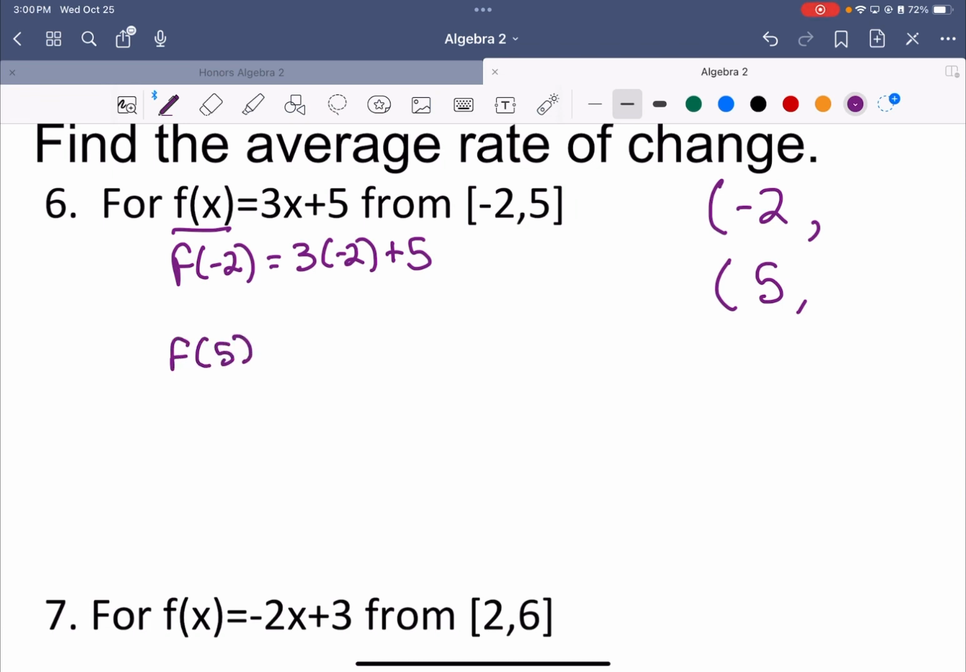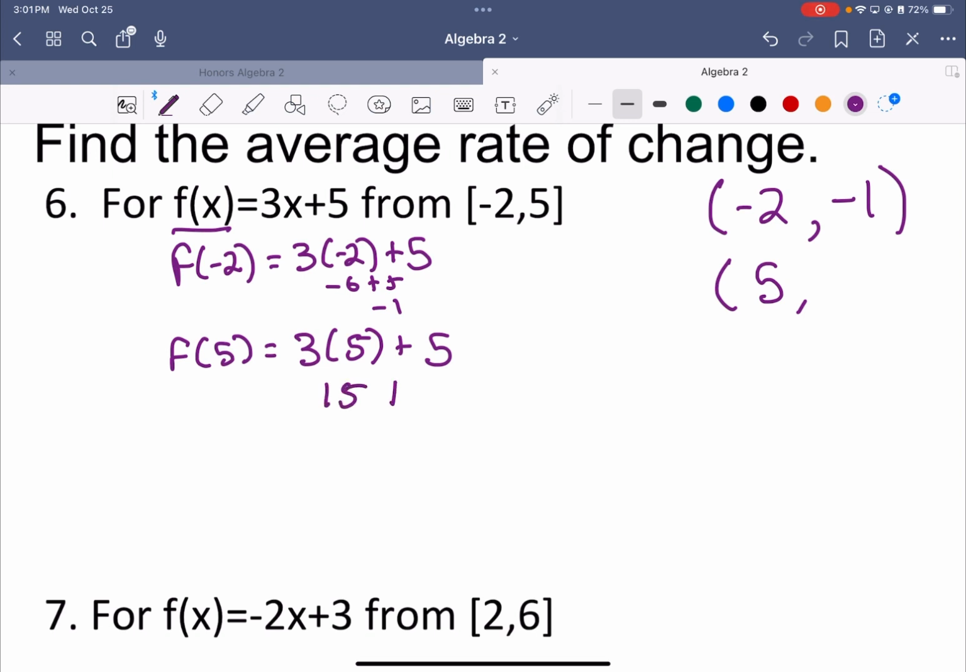We also have to find f of 5. Anywhere we see an x, we replace it with that 5 inside parentheses, and then we solve them. So that gives me negative 6 plus 5, which is negative 1. So if my x value is negative 2, my f of x or my y value is negative 1.